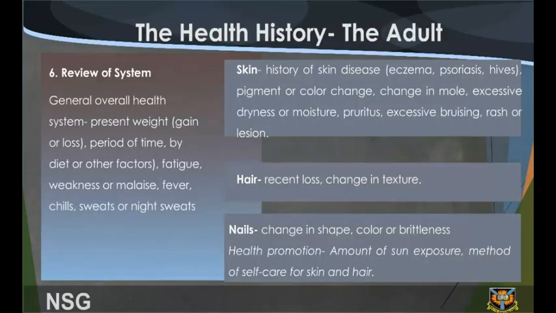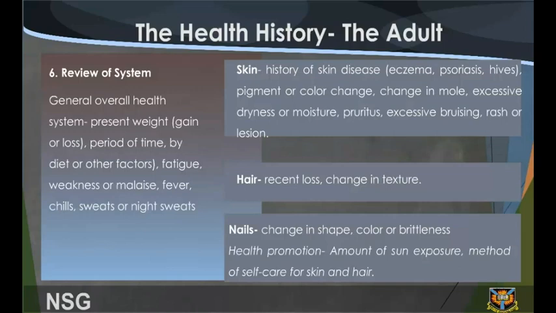6. Review of systems. General overall health: present weight, gain or loss, period of time, by diet or other factors; fatigue, weakness or malaise; fever, chills, sweats or night sweats.